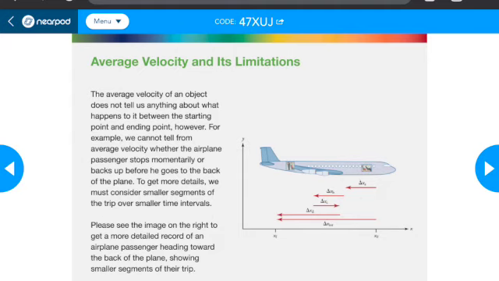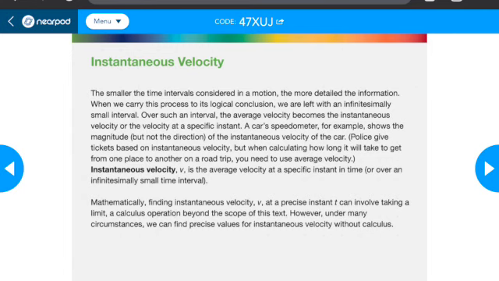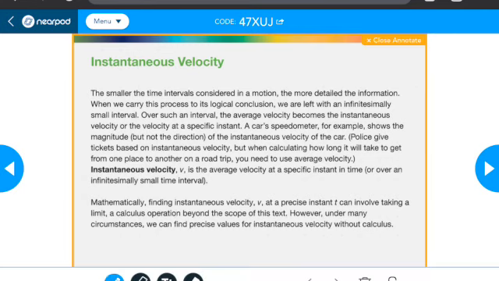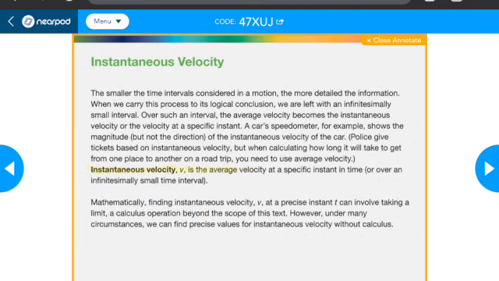Well, did he do anything in between? And that's kind of the downside to displacement as well. It doesn't really talk about that. So that's where we talk about instantaneous velocity. Instantaneous velocity is the average velocity at a specific instant in time or over an infinitesimally small time period. So write that one down.